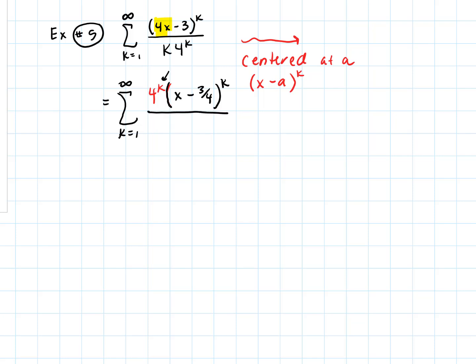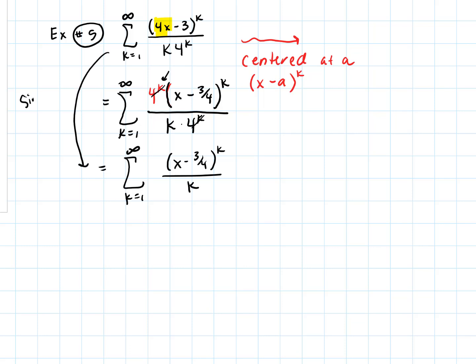And then down here on the bottom, I have k times 4 to the k. That's one nice reason to pull it all the way out, because now I could say, check that out, those cancel. And this is just (x minus 3/4) to the k over k. So that's just one way to do it, just simplify the series.